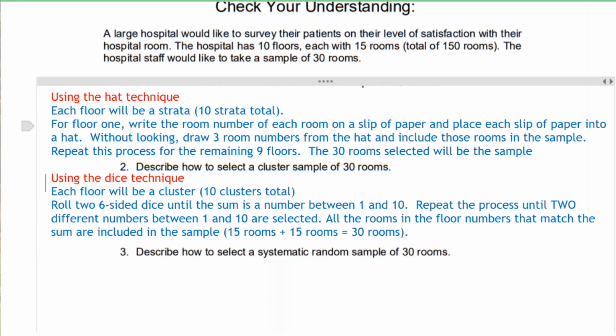And then we're going to repeat that process. We're going to roll again until we get 2 different numbers between 1 and 10. All the rooms in the floor numbers that match the sum are included in the sample. So if we roll a 2 and then we roll a 9, then all the rooms from floors 2 and 9 will be included in the sample. So that's a dice technique. Don't shy away from it with the sums. This is really good. Either you have 1 die or 2 dice, that should cover most of the situations that we're going to do, especially in class.